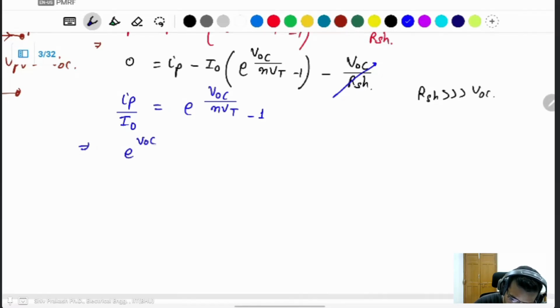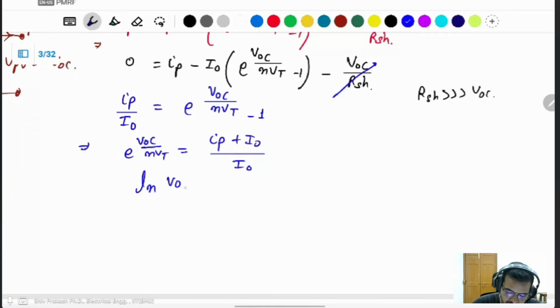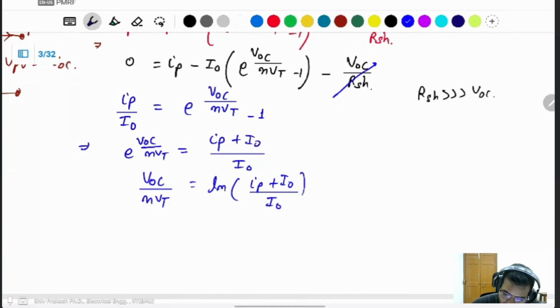e to the power VOC divided by NVT is equal to (IP plus I naught) divided by I naught. You can take the natural log of this one. VOC and NVT are written directly. If you have any doubt, then ask. ln of IP plus I naught, like that.